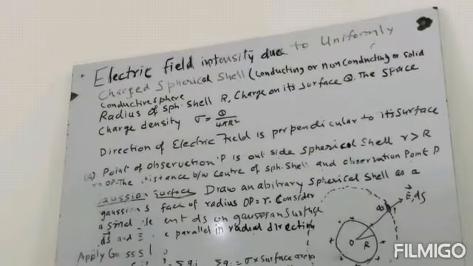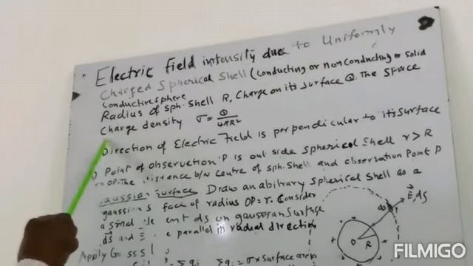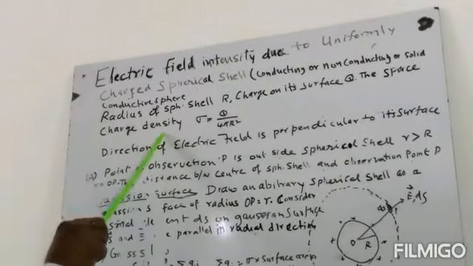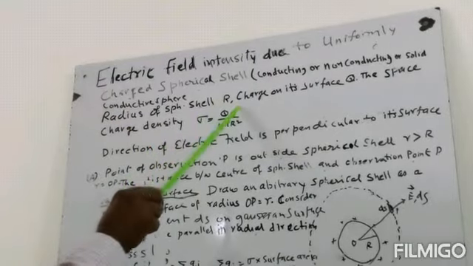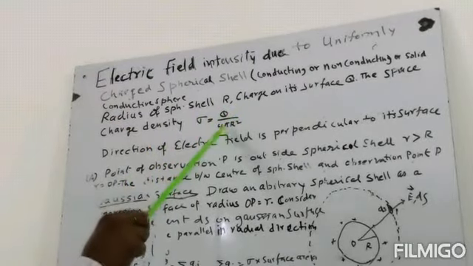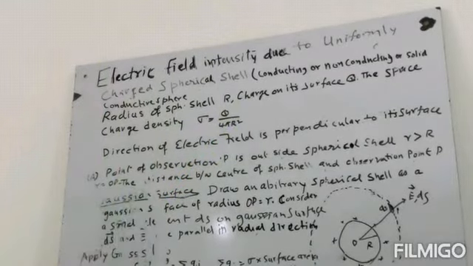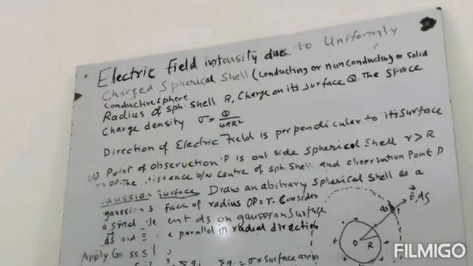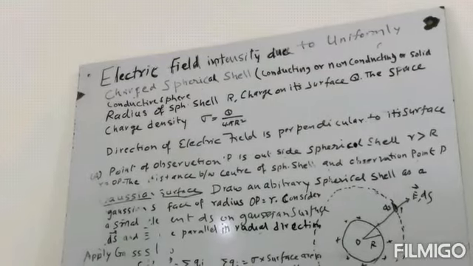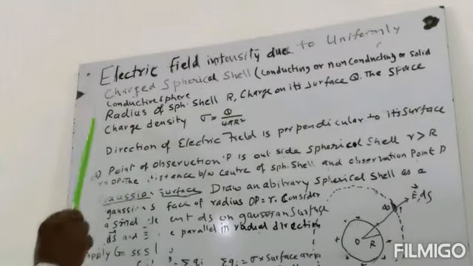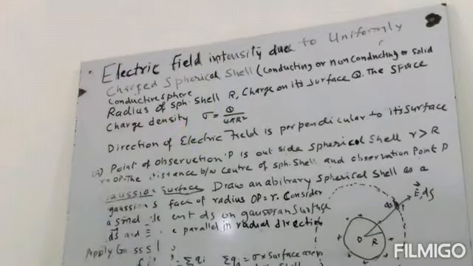The surface charge density sigma will be equal to the total charge Q divided by its surface area 4 pi R square, and its unit will be coulomb per meter square. So this will be the charge density on all the three surfaces.